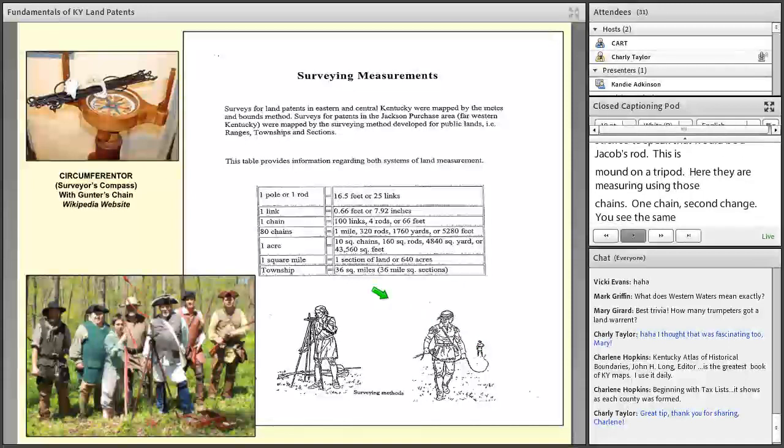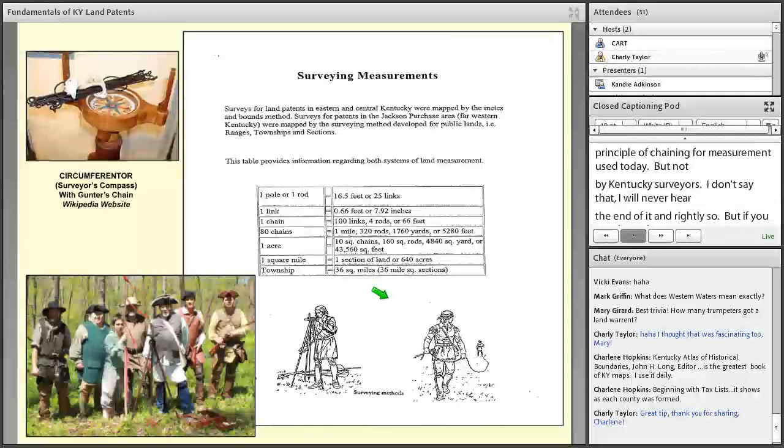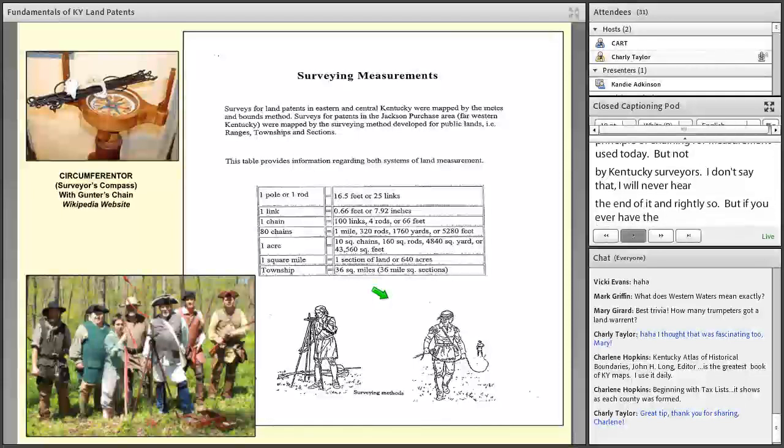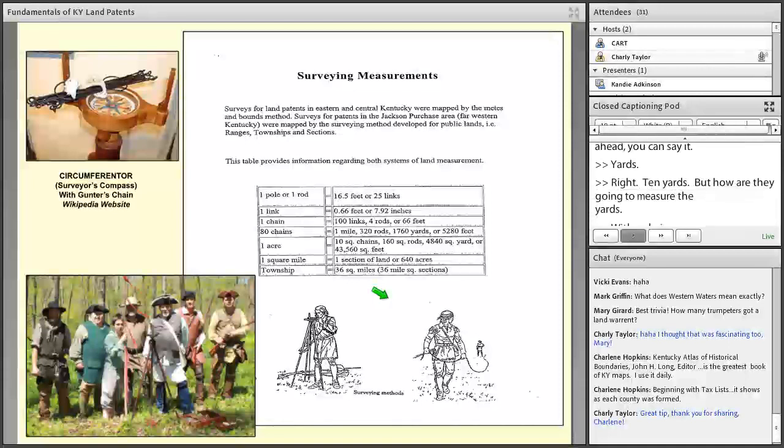If I don't say that, I will never hear the end of it, and rightly so. But if you ever have the opportunity to go watch a football game, you're going to see downs measured off in what? Go ahead, Charlie, you can say it. Yards. Yeah. Right, 10 yards, but how are they going to measure the yards? With a chain. There you go. You get an A plus. Yeah, they chain, don't they?